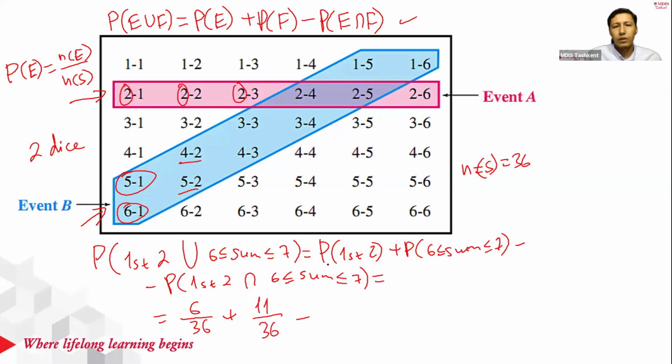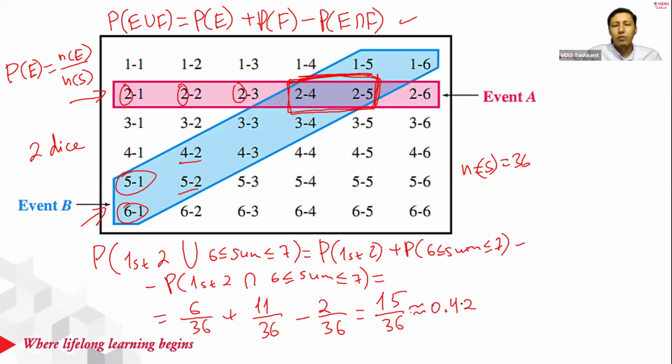out of 36. And at the same time, first is 2 and sum is 6 or 7. We have two elements, these two: 2,4 and 2,5. We are counting them twice, so you have to subtract them. So it's equal to 15 out of 36. And then you can use your calculator. It's approximately 0.42. So we have seen such problems last week.